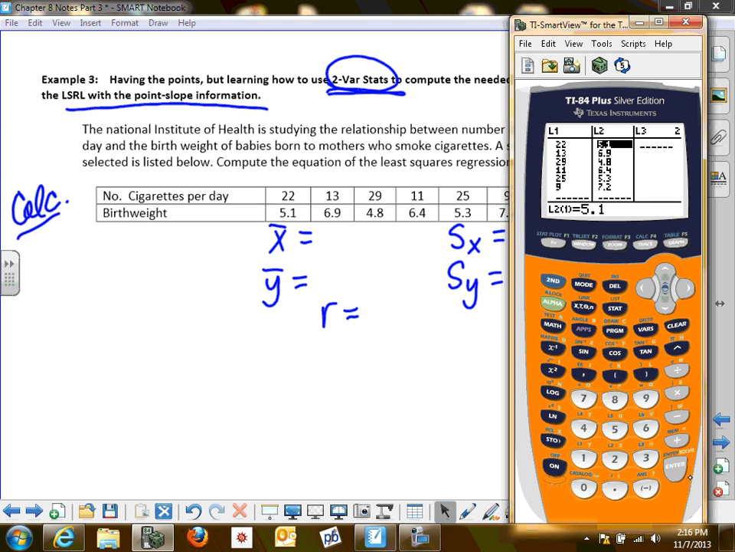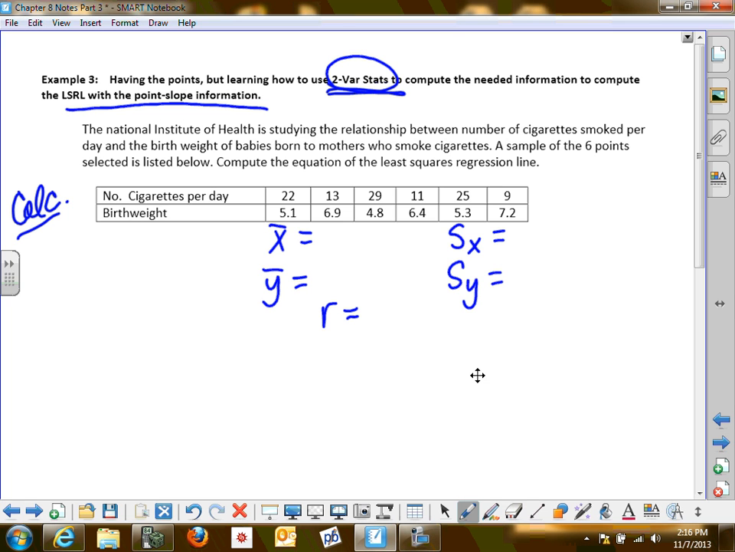While you're doing that, let's talk about what you think the response and explanatory variables should be. This is the National Institute of Health study, and it's referencing the number of cigarettes smoked a day and the birth weight of the babies. So which of those two variables do you think would be the X variable, the explanatory? Okay, good. That number of cigarettes, and then the response would be the birth weight.